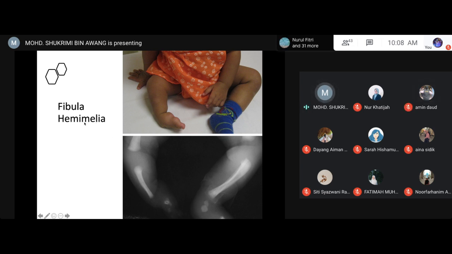Melia means absent. Hemi means part of the bone is absent. So when you say fibula hemimelia, either the entire fibula is gone, or part of the fibula is gone, or it's not formed here, it's not developed here. So you can also have tibia hemimelia.